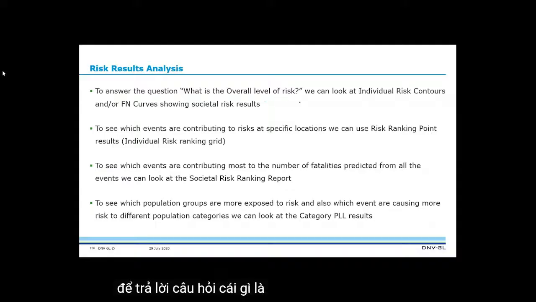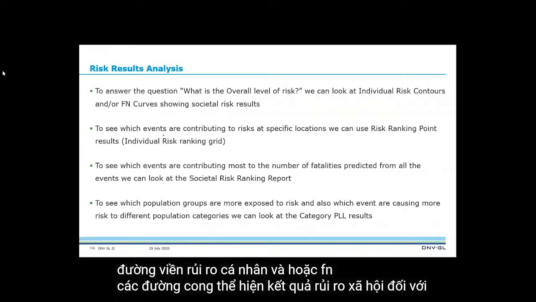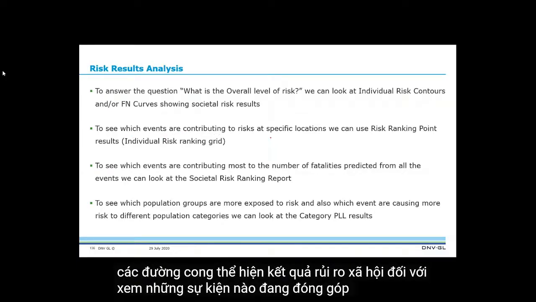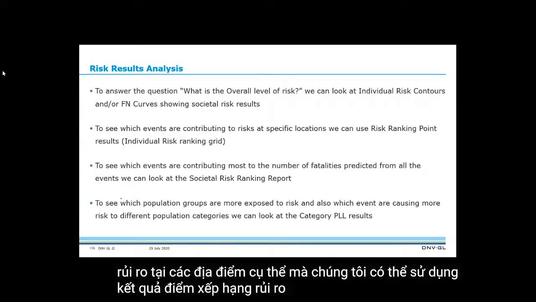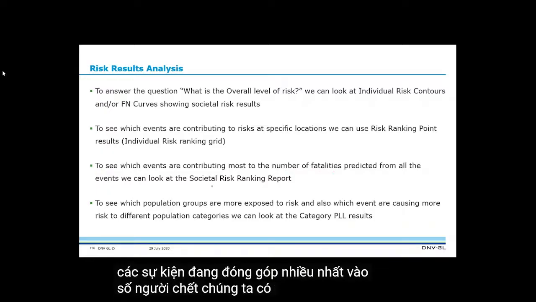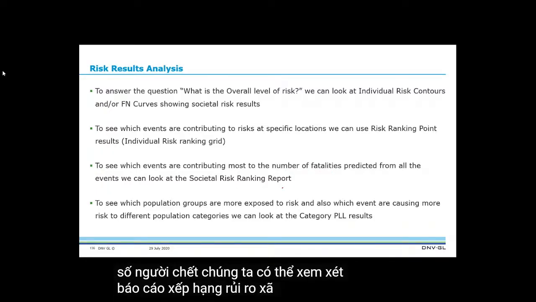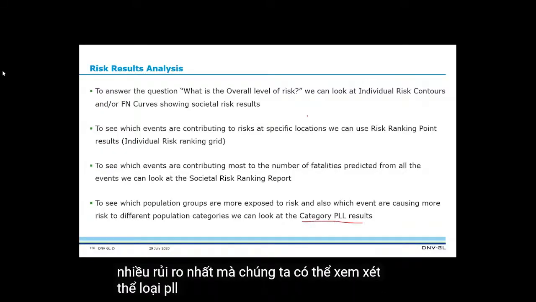To answer the question, what is the overall level of risk? We can look at individual risk contours and/or FN curves showing societal risk results. To see which events are contributing to risk at specific locations, we can use risk ranking point results. To see which events are contributing most to the number of fatalities, we can look at the societal risk ranking report. To see which population groups are the most exposed to risk, we can look at category PLL.